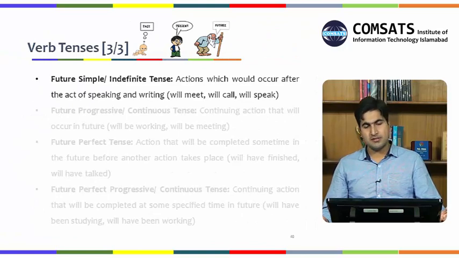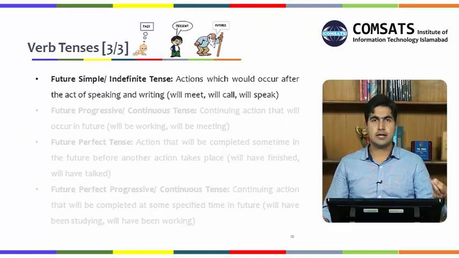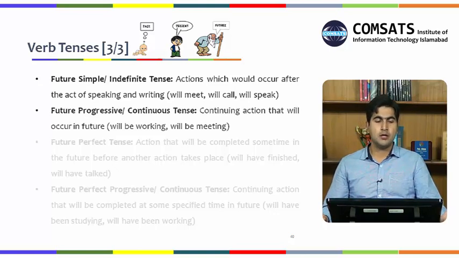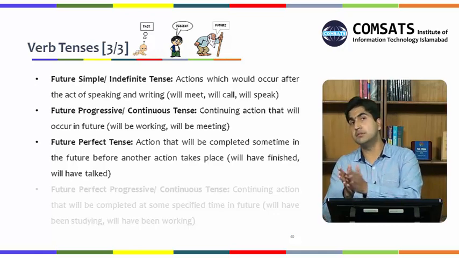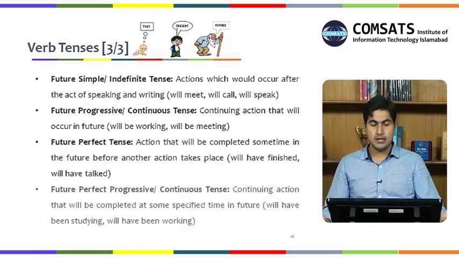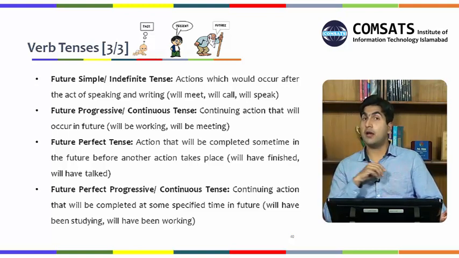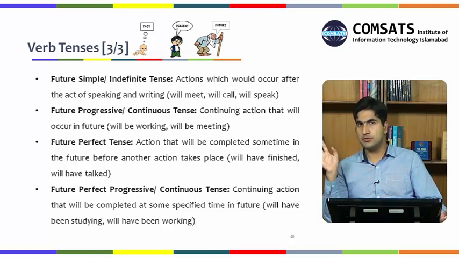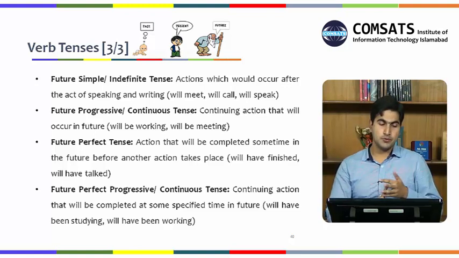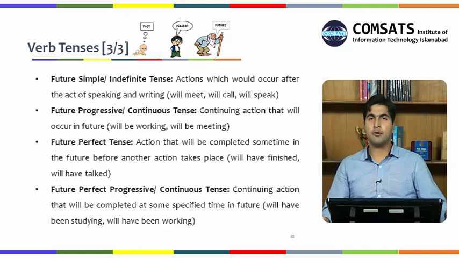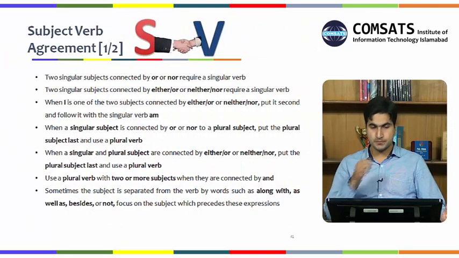For referring to the future, once again there is the indefinite: an action that will occur after the act of speaking about it. Future progressive is a continuing action that will occur in the future. Future perfect is an action that will be completed sometime in the future, that will begin and will be completed. Future perfect continuous is a continuing action that will be completed at some specified time in the future. So an action that will begin in the future, continue in the future, and end somewhere in the future as well. Beginning, continuing and ending, everything is ensured within the future perfect continuous tense. That's how these tenses are to be understood.